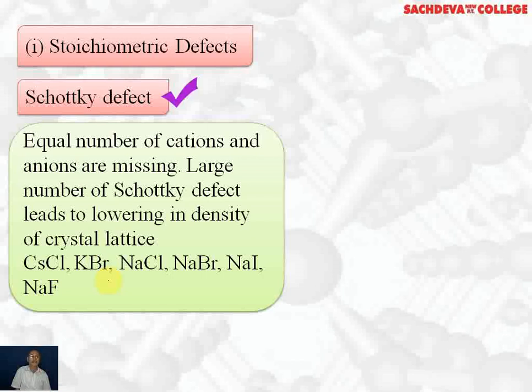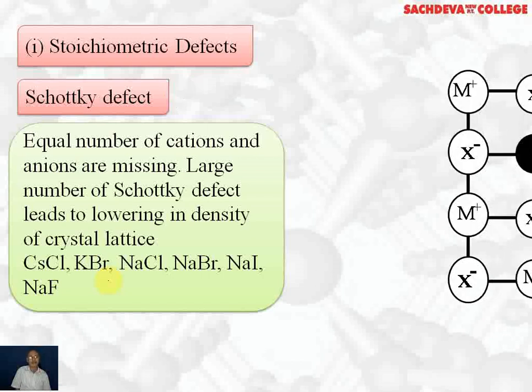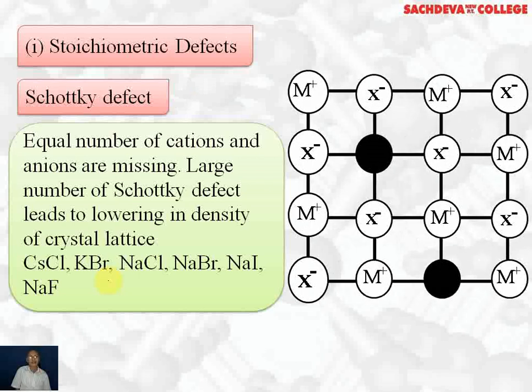Schottky defect is the example of point defect. And in Schottky defect, you will find that equal number of cations and anions are missing. Now, if large number of Schottky defects are present, they lead to lowering in density of crystal lattice. Cesium chloride, potassium bromide, sodium chloride, sodium bromide, sodium iodide, and sodium fluoride show Schottky defects.